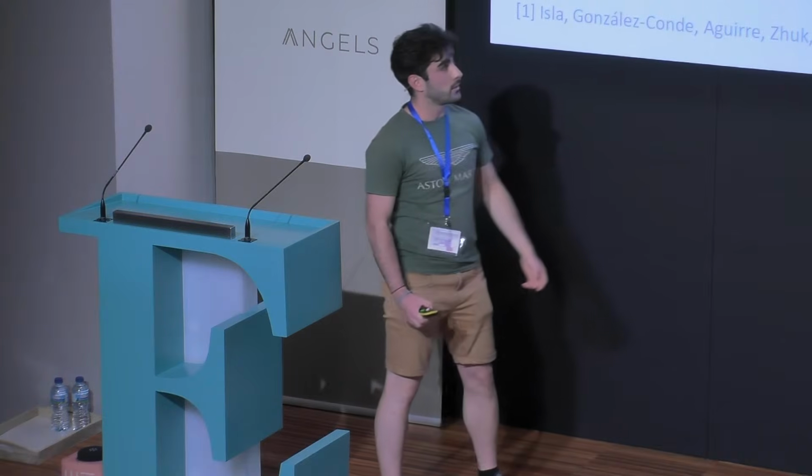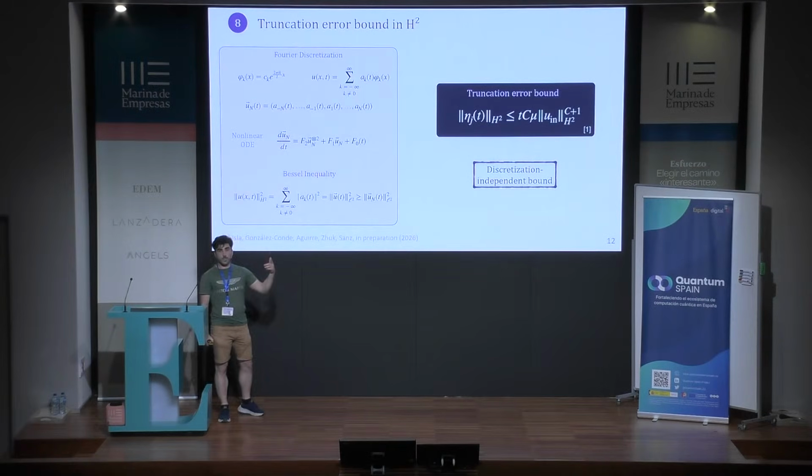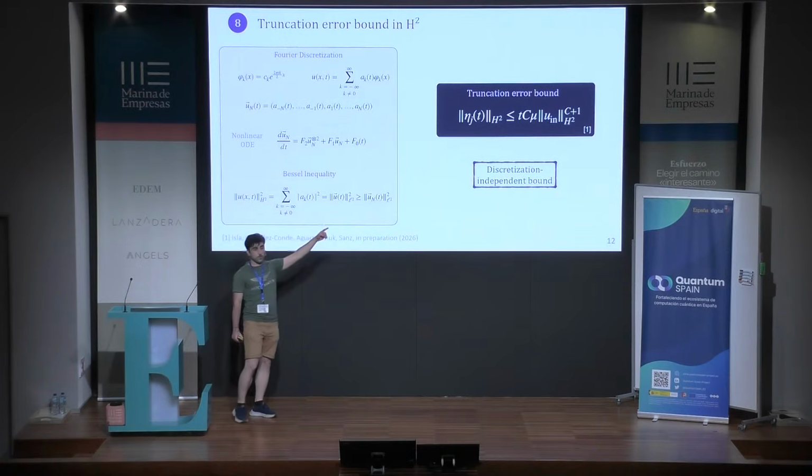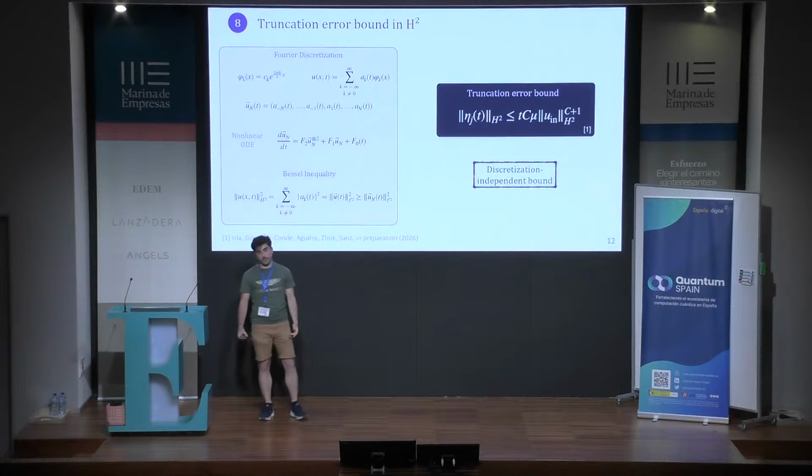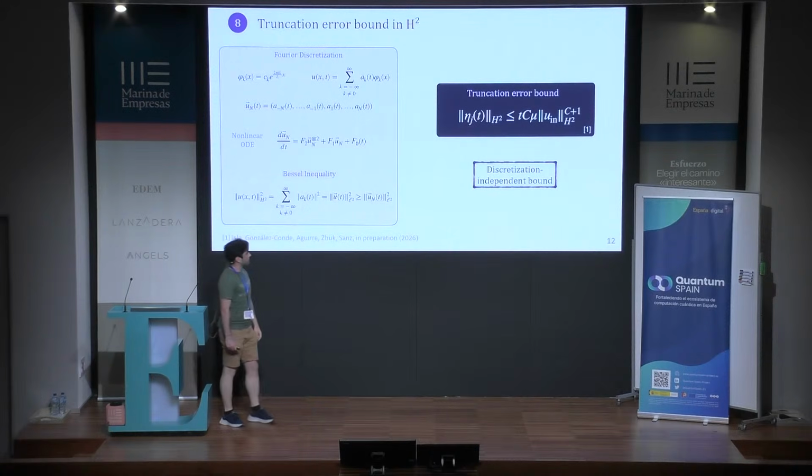And using this and also more technical steps, we were able to prove that now with this discretization independence condition, the Carleman truncation error goes more or less the same as in the discrete cases. But now mu is the nonlinear strength in the continuum, a physical parameter that doesn't depend on the discretization, and the norm of the initial condition is in the continuum, not in the discrete system. And this is more or less what I wanted to say.